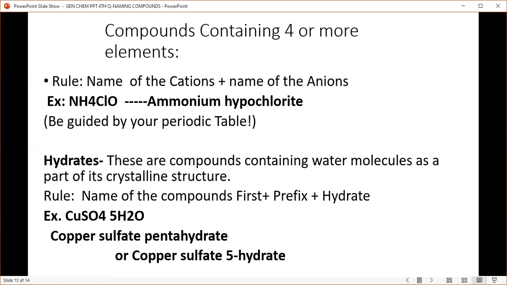Or you can also use this one. Just name first the metal, that is copper, and then the polyatomic ion sulfate, SO4, and then simply write the number 5 and a hyphen, and put in hydrate. So copper sulfate 5-hydrate. So that's the name for our compounds containing 4 or more elements.